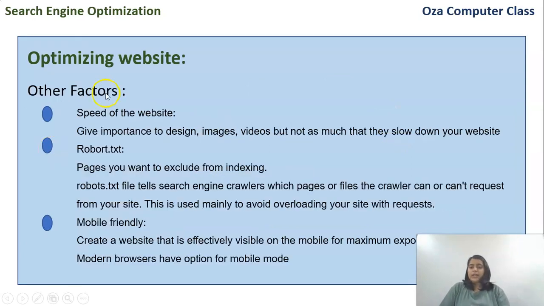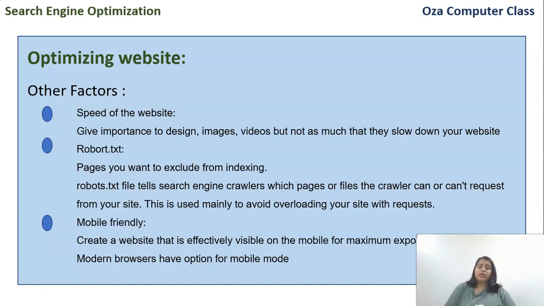Now, the next topic: other factors which contribute to optimizing the website can be the speed of the website. That is, you should not place such images or videos that slow down your website, because users will obviously find some other alternative if your website doesn't load for long enough. Next is robot.txt. This text file tells the search engine the pages you don't want the visitors to visit. The robot.txt file tells the search engine about the pages or the files the viewers can or cannot request for.